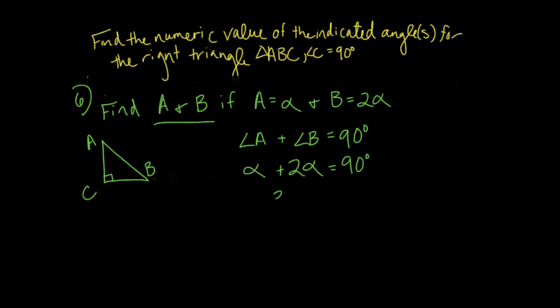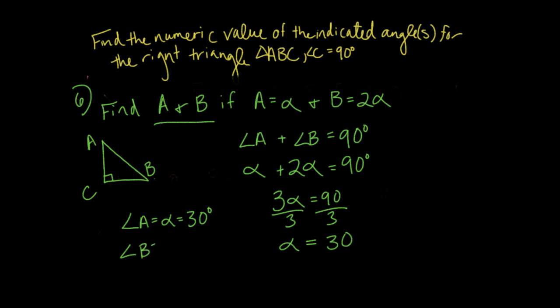And so alpha plus 2 alpha is 3 alpha. That equals 90 degrees. Divide both sides by 3. Alpha is equal to 30. But that doesn't tell us A and B, so we say angle A equals alpha, which is equal to 30 degrees, and angle B equals 2 alpha, which is equal to 60 degrees. Make sure that 30 plus 60 equals 90 degrees, and they do. So we found the correct answer.